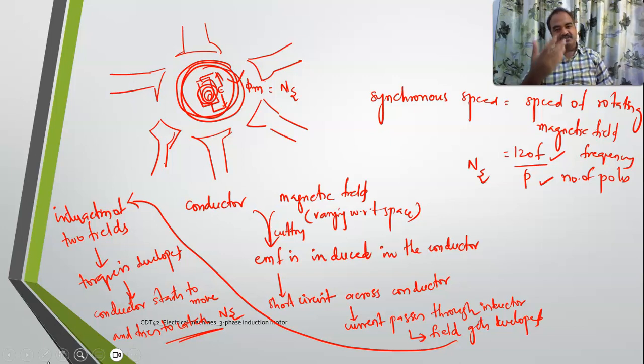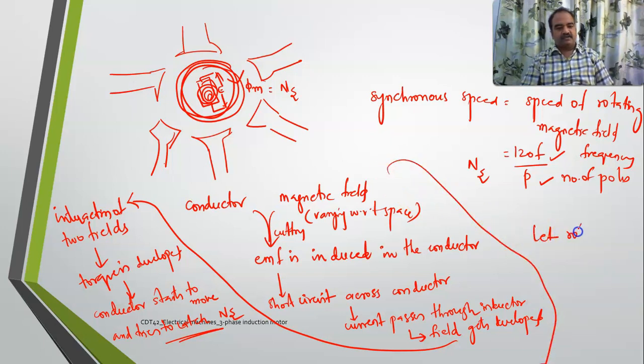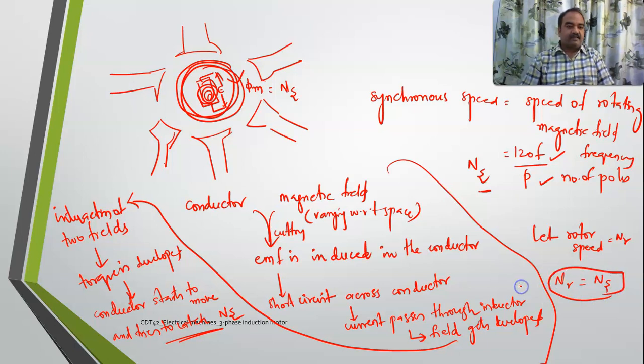fields, let us suppose, I'll write it here, the rotor speed is Nr, and your synchronous speed is Ns, right? So when Nr is equal to Ns, what will happen? When Nr is equal to Ns, there is no relative motion. Both are moving at the same speed, right? When both are moving at the same speed, there won't be any relative motion, right?